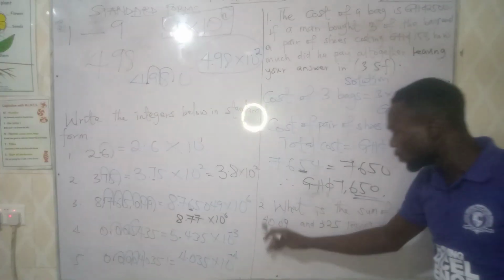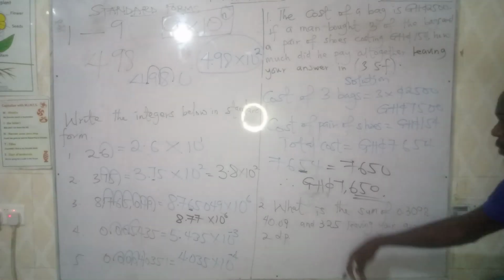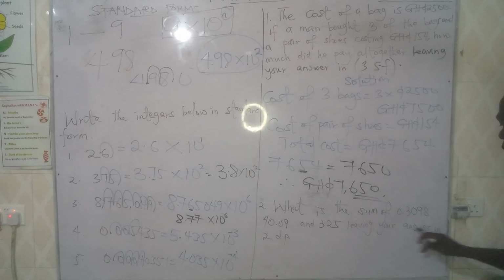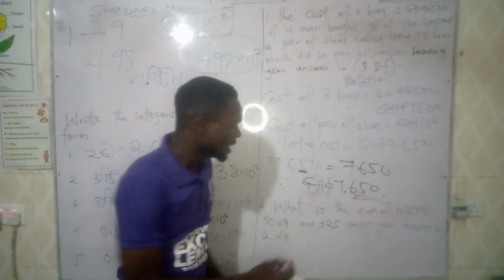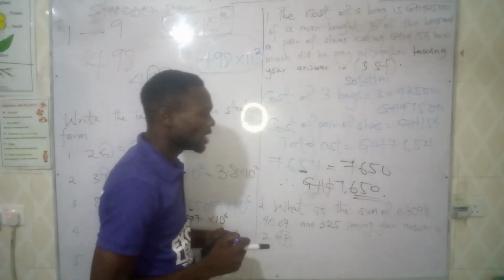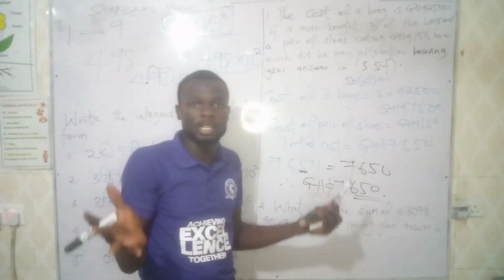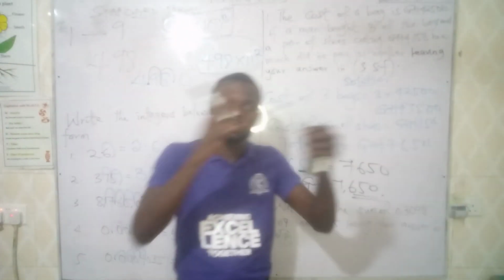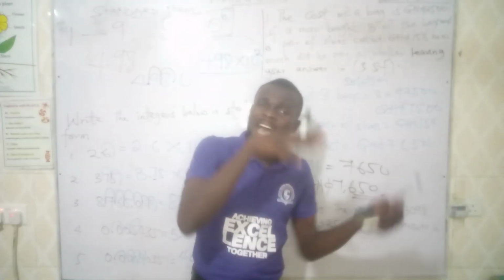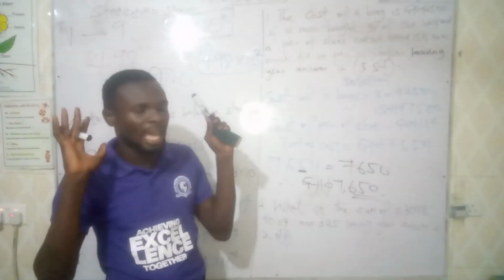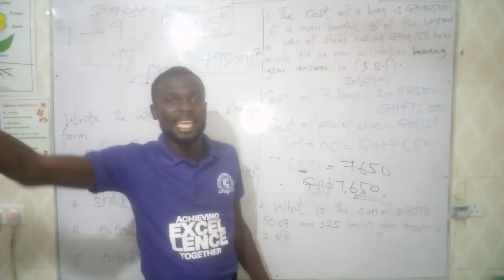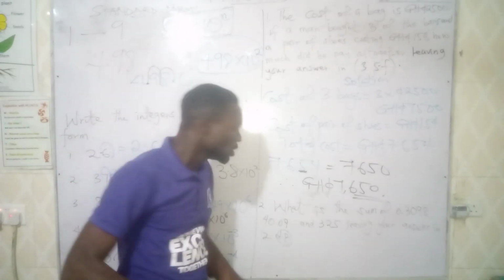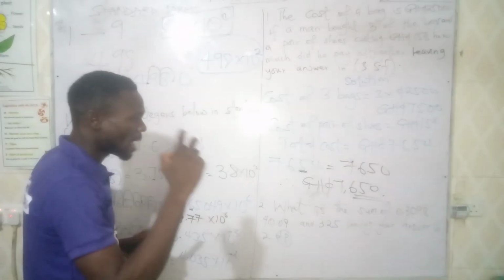What is the sum of 0.3098, 40.09, and 325? Leaving your answer in 2 dp. The dp we said is decimal place. The question said, what is the sum of the numbers? So we are going to first sum the numbers. The answer is not going to be our final answer because the question said, leaving your answer in a condition given. So let's first find the sum.